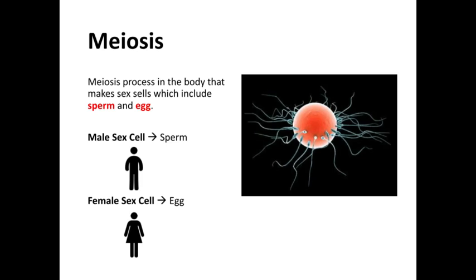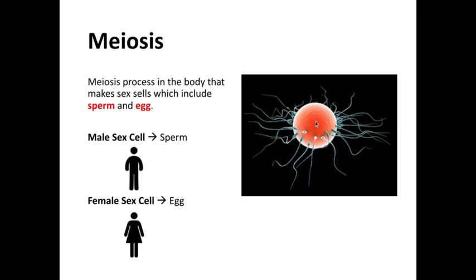So how do we get this stuff? We're going to go through meiosis. I remember meiosis versus mitosis because it has the E, and E is what makes the sex cells. Meiosis is the process in the body that makes sex cells, which include sperm and egg. The male produces sperm, the female produces the egg.